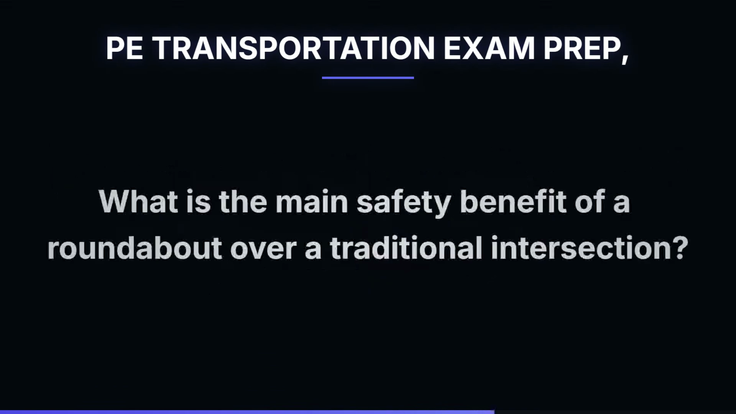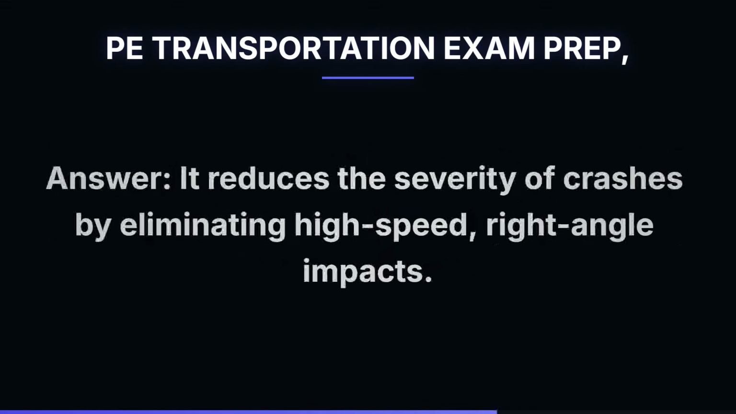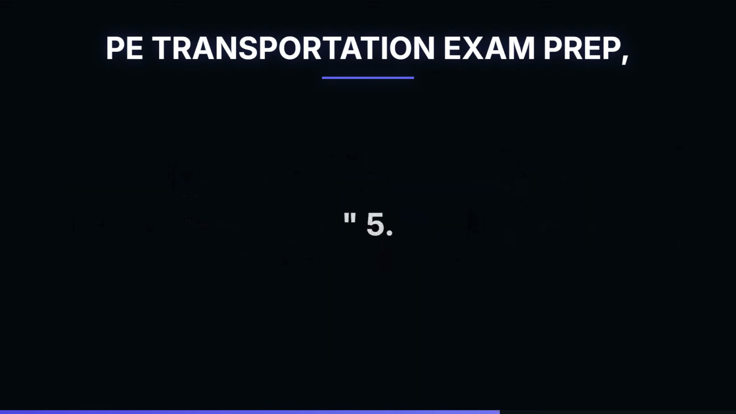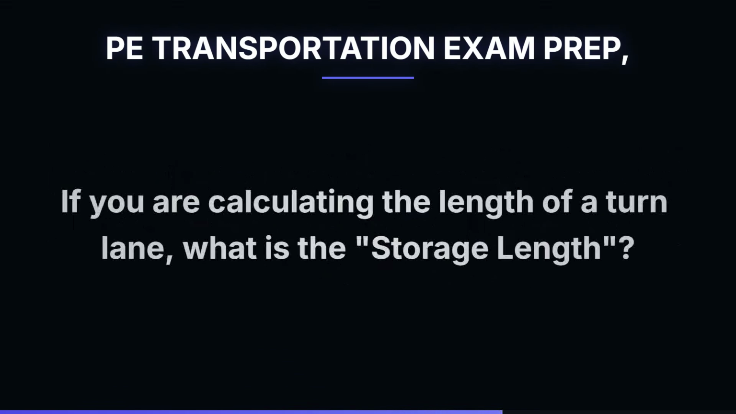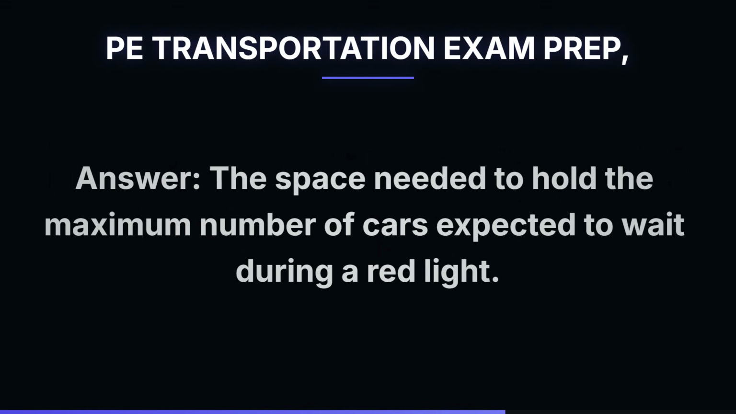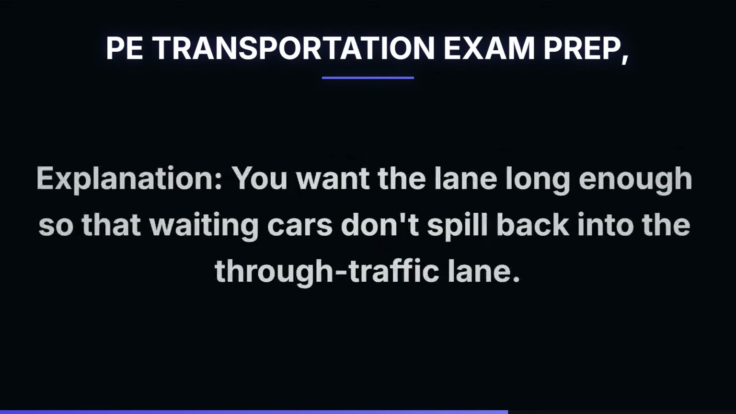4. What is the main safety benefit of a roundabout over a traditional intersection? Answer: it reduces the severity of crashes by eliminating high-speed, right-angle impacts. 5. If you are calculating the length of a turn lane, what is the storage length? Answer: the space needed to hold the maximum number of cars expected to wait during a red light. Explanation: you want the lane long enough so that waiting cars don't spill back into the through traffic lane.